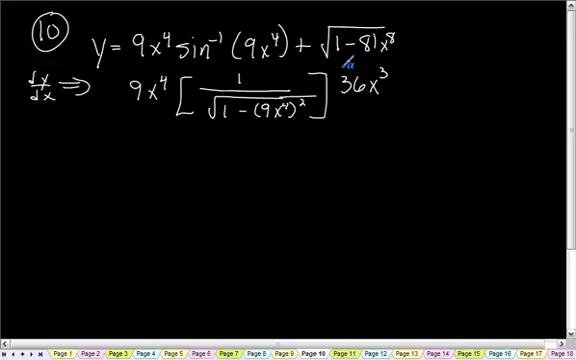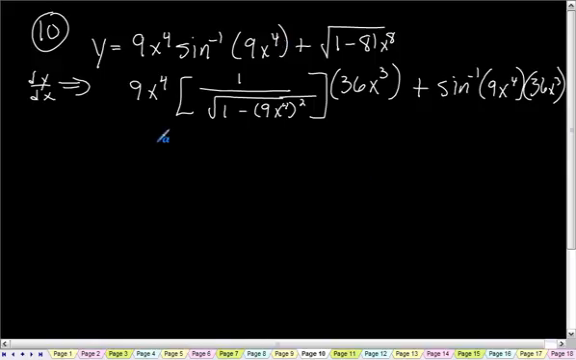We multiply that. So it's first times the derivative of the second, plus second, which is inverse sine of 9x to the 4th, times the derivative of the first. The derivative of the 4th we found will be 36x to the 3rd. That's just for this one.